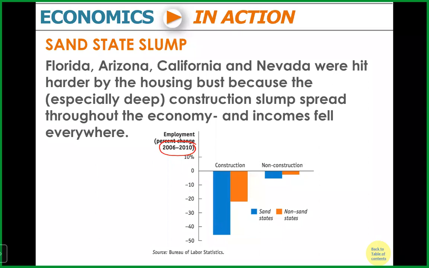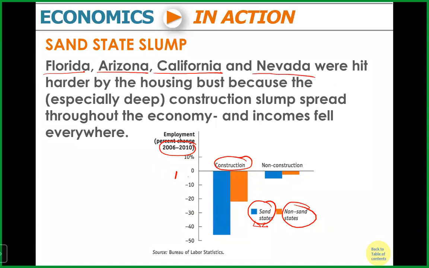Has everyone heard about the housing market collapse? 2008, right? Okay, very good. So the housing market collapse first shows up here. So we look at the construction sector. The housing market collapsed, and then naturally, what happened? People losing jobs, right? Okay. And so here we are comparing two sectors, sand states and non-sand states. And what's the difference? So sand states here include Florida, Arizona, California, and Nevada.